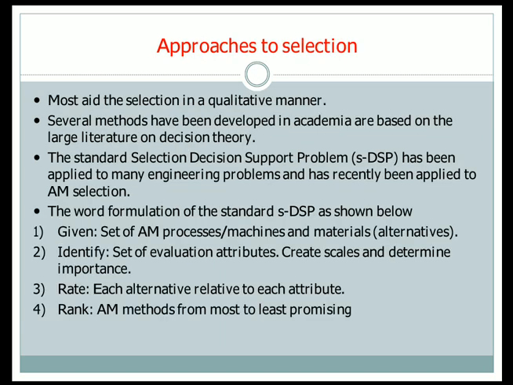So next is approaches to selection. Most aid the selection in a qualitative manner. So the selection process is usually carried out in a qualitative manner. Several methods have been developed in academia based on the large literature on decision theory. So there are many methods developed, mainly based on research or literature.